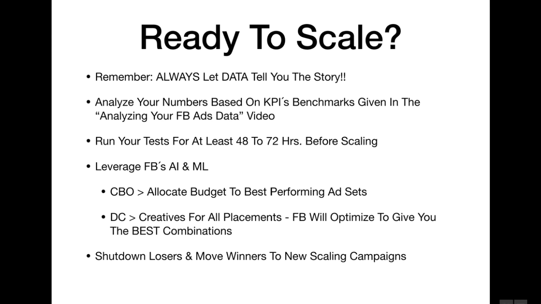Very, very important. Remember to shut down losers and move winners to new scaling campaigns. What I mean is, I tend to go at the ad set level, to 3 to 4 times CPA before shutting down an ad set, because of the time it takes CBO to optimize. But that is completely up to you. If you want to go 2 times CPA only, that's fine. But I would give it a little bit more time for Facebook to do its job and start bringing you good results.